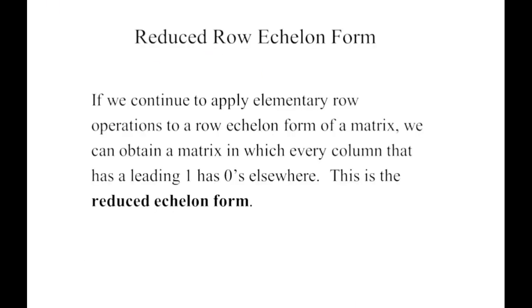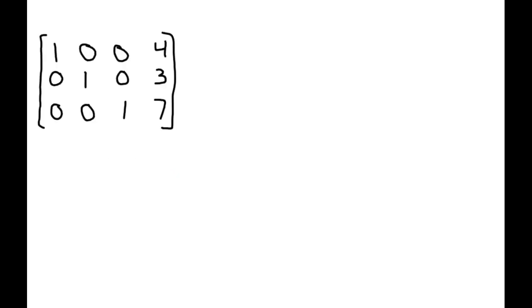We're briefly going to talk about reduced row echelon form, which is essentially row echelon form on steroids. We continue with our row echelon form, those row operations, until we get a matrix in which every column that has a leading 1 has zeros elsewhere. So if we look at an example, we would get it so that the first non-zero entry in each row is a 1, and every other entry below or above it, every other entry in that column is a 0.